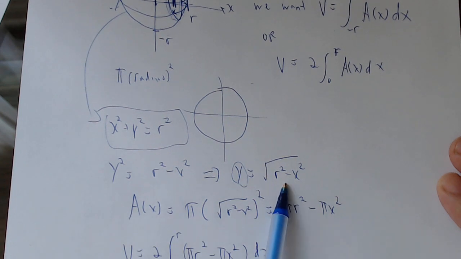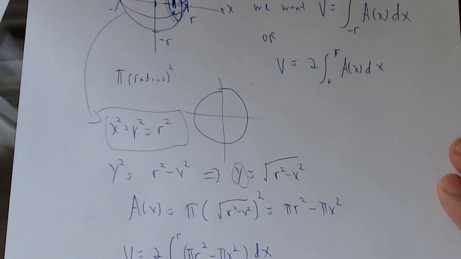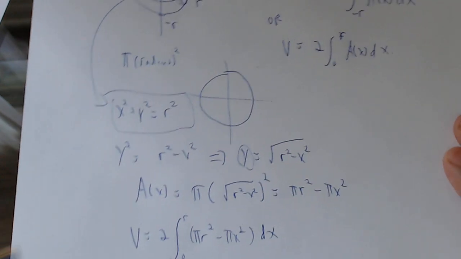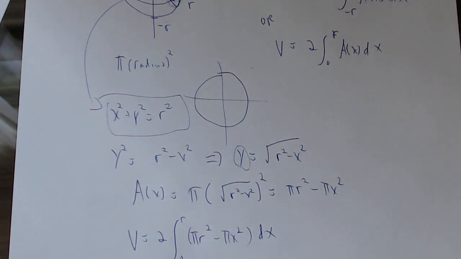And so once I got that, I plugged it into the equation of pi r squared, simplified it, and I was ready to integrate it. So the most difficult part of this section is coming up with the generic equation of the cross-sectional area. Once you do that, the rest should be pretty straightforward. Okay, so let's look at a couple more examples, and then we'll basically be done with this.